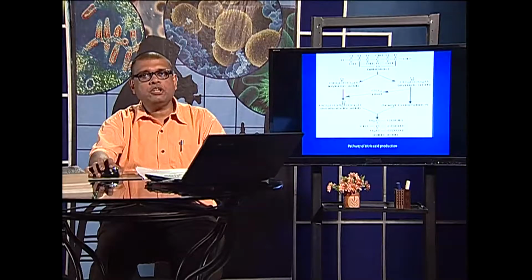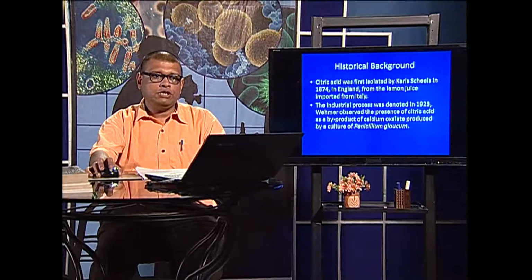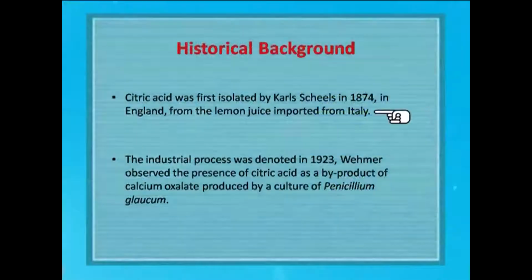But now we have understood that the yeast and molds can produce citric acid by fermentation. Similarly, there may be some vitamins like vitamin C and vitamin B2, which are produced both by chemical as well as by fermentative process. So citric acid production by industrial process was denoted by Carl Shields in 1874 in England. And actually the raw material used was lemon juice.